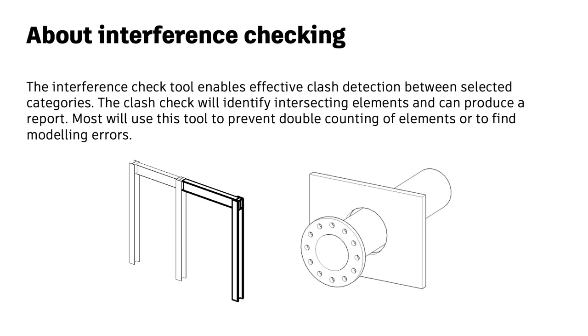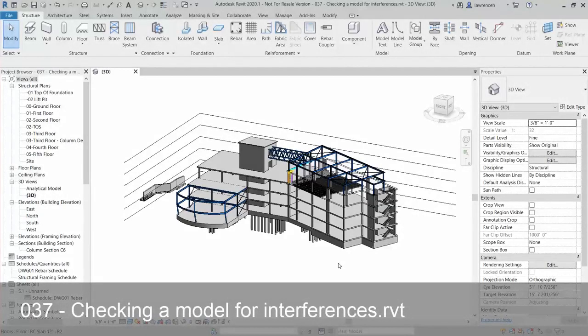Most will use this tool to prevent double counting of elements or to find modelling errors. The interference check in Revit is limited to hard clashing, but other tools, such as Autodesk Navisworks, can be used for more comprehensive clashing. In the example on the right, Revit would not find an interference between the pipe and plate, so is normally not used for coordination between different disciplines. Go ahead and open up the model 037, checking the model for interferences.